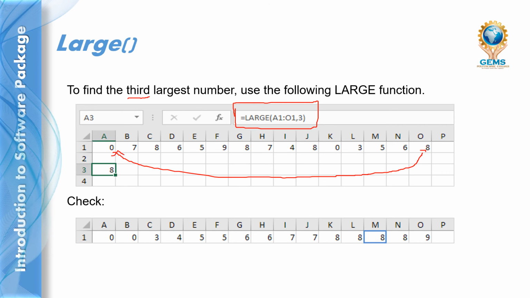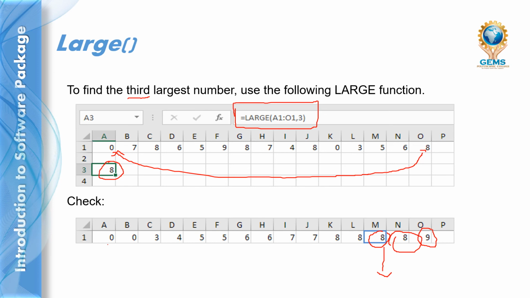So what is the third largest number? Here the third largest number is 8. You can check that one. Here it comes in sequential order, 0, that is low to higher number. On the right side, 9 is there first, another one 8, and another one also 8. So 8 is the third largest number.